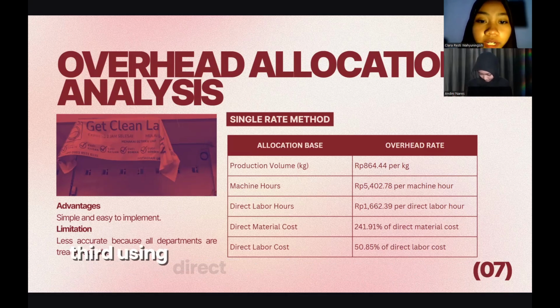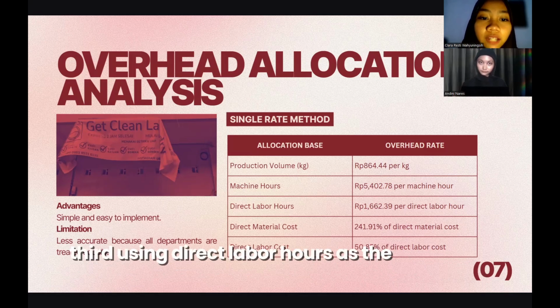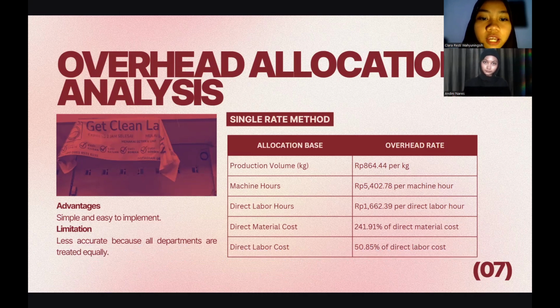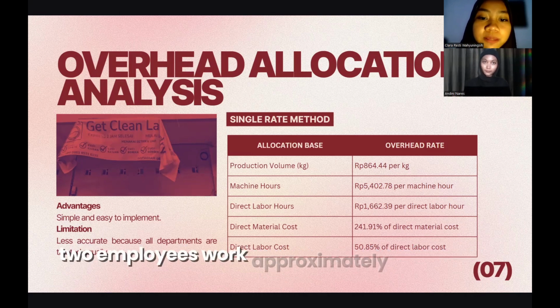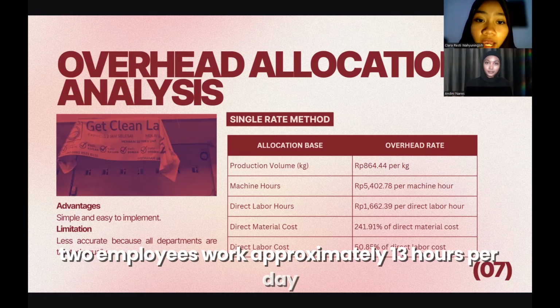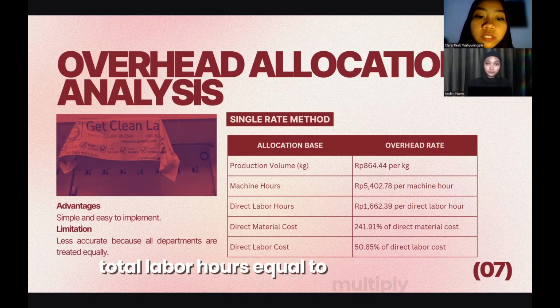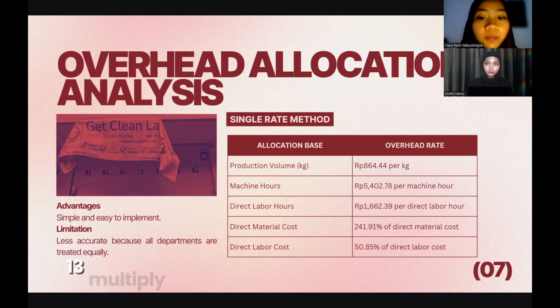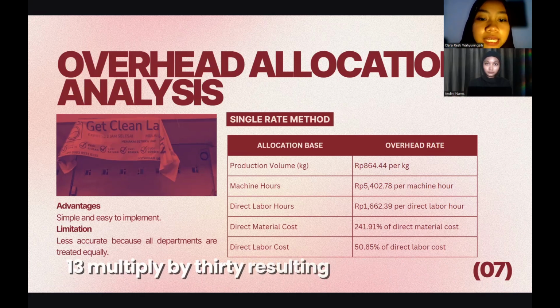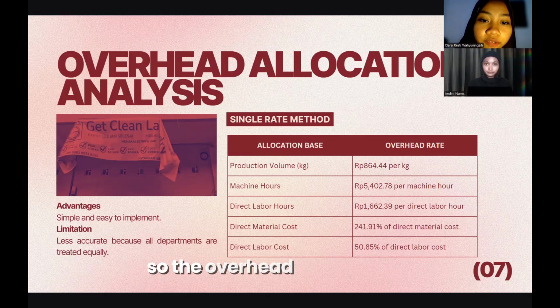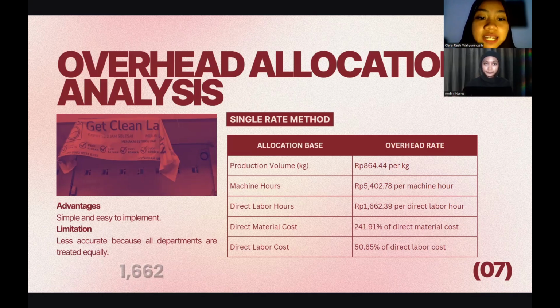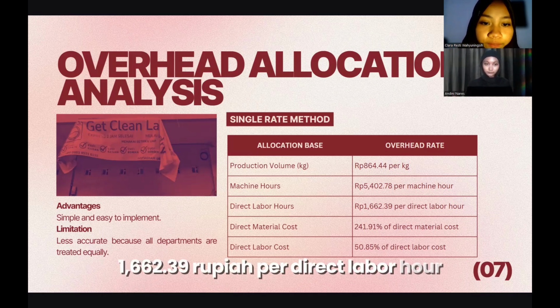Third, using direct labor hours as the allocation base. So, two employees work approximately 13 hours per day for 30 days. Therefore, total labor hours equal 2 multiplied by 13 multiplied by 30, resulting in 780 labor hours. So the overhead rate becomes 1,662.39 rupiah per direct labor hour.